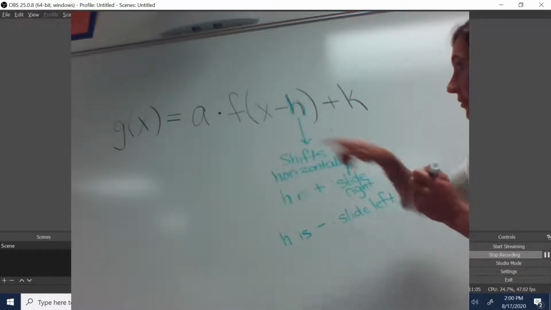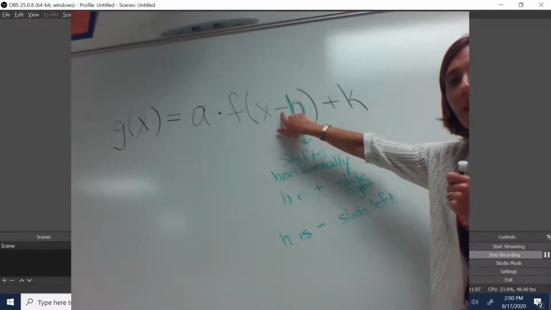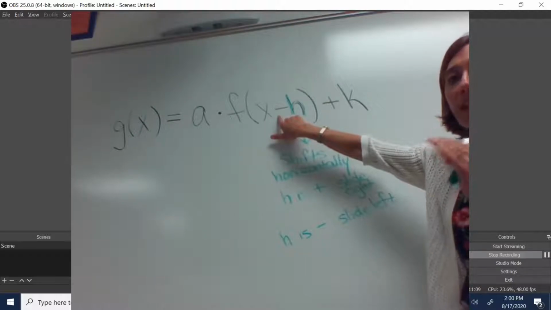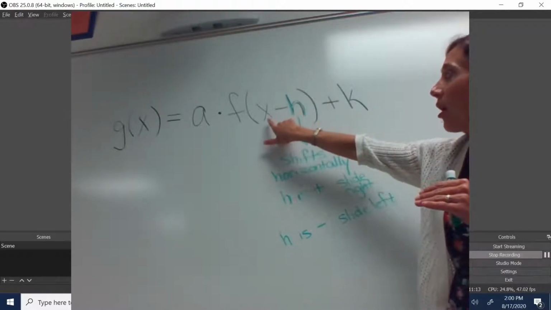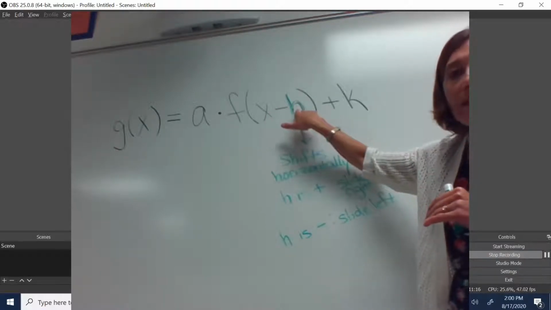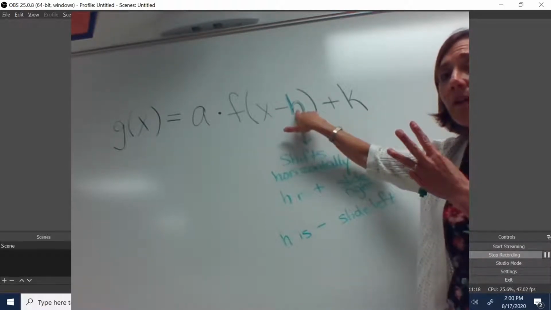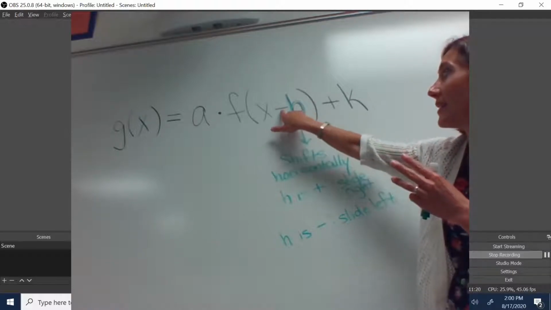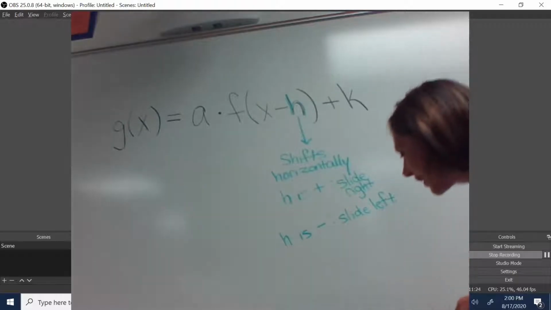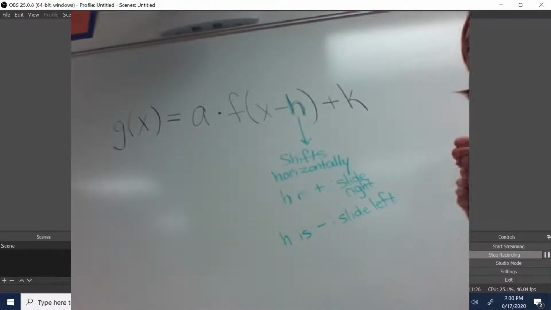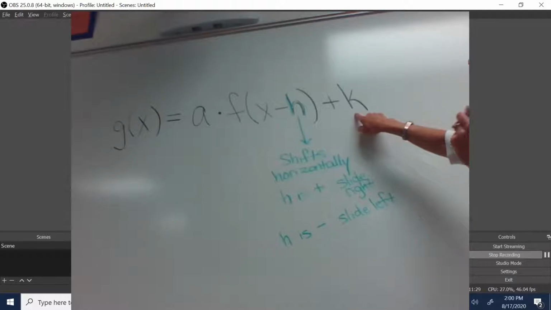Here's something I want to point out to you though. You see this minus sign here? That minus sign is not part of the H value. That minus sign is part of the setup. So if you saw x minus 3, for example, that 3 would be a positive 3 because this minus sign is not part of it. It's part of the setup. Okay, so there's H.